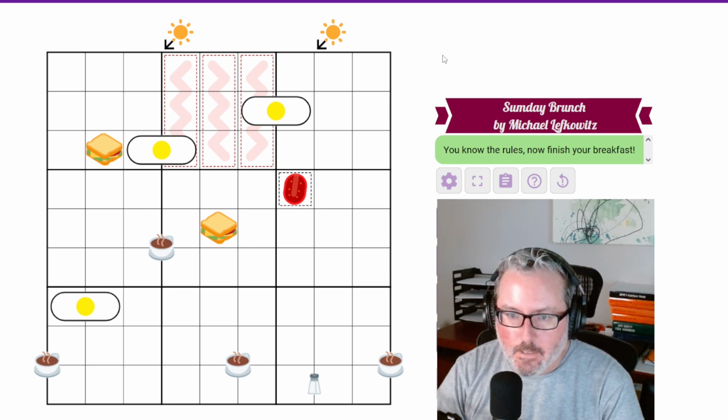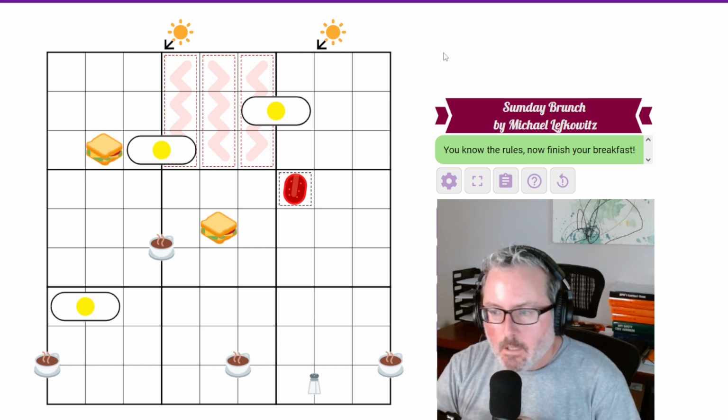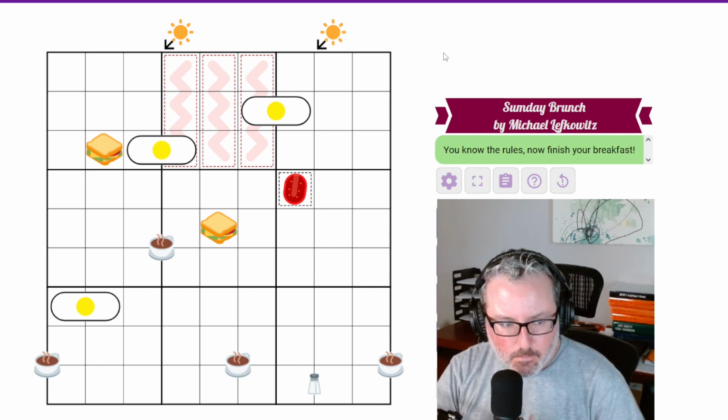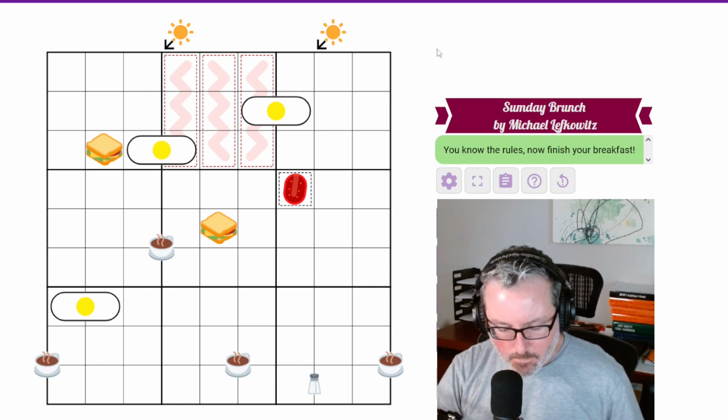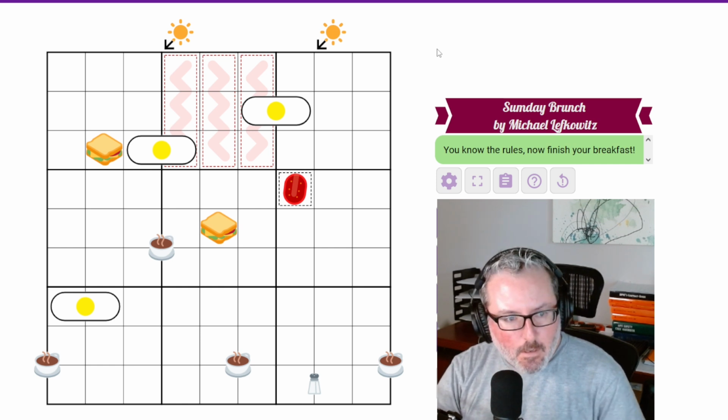The final Sudoku of the full English breakfast Sudoku set. This one is called Sumday Brunch, and of course this is by Michael Lefkowitz.